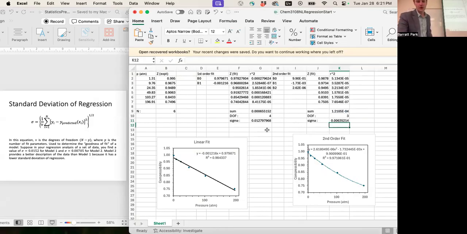Okay, so which fit is overall better? Which one goes closer to the data points? You can see by comparing the sigmas. The first fit, the linear fit, has a standard deviation of 0.013. The quadratic fit has a sigma of 0.006. The sigma for the quadratic fit is smaller. That means the quadratic fit more closely represents the data. It goes closer to each data point.